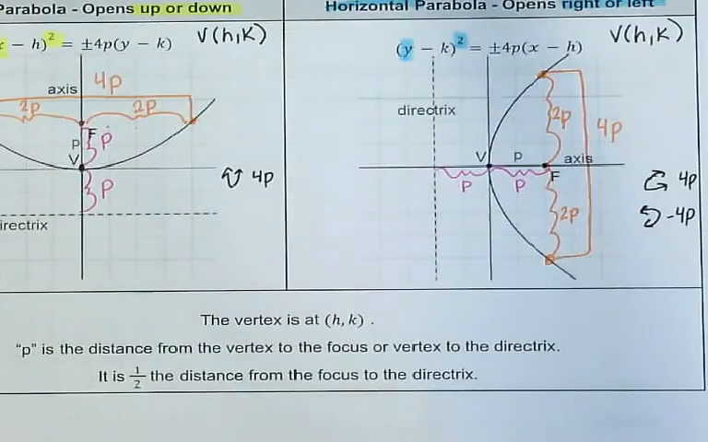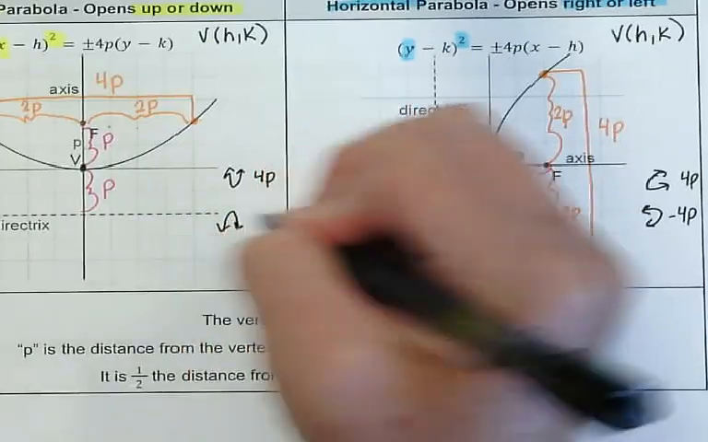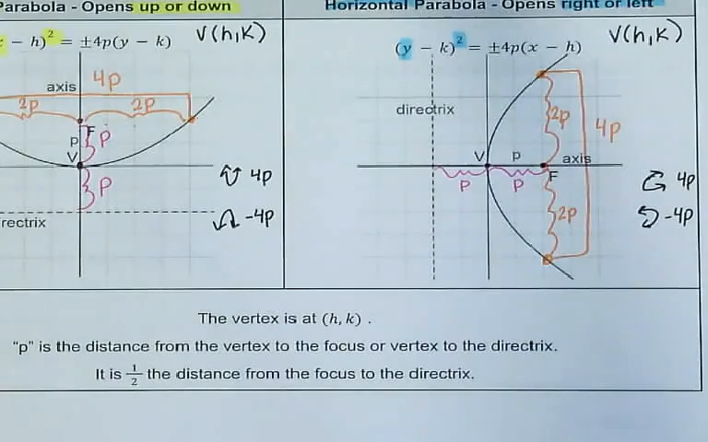Think about when we did it in class, the first 2 or 3 times we did it. If it opened up, my A was positive. And if it opened down, my A was negative. So this is going to be a negative 4P. Any questions?